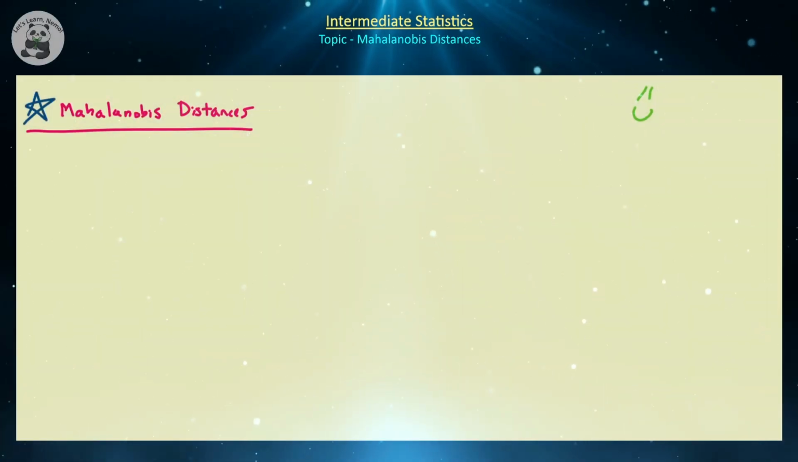Today we're going to continue our exploration of multivariate statistics and introduce a new metric that's going to help us calculate distances from, for example, the mean vector for a multivariate distribution. Let's first go over some basics that you definitely need to know in order to understand this topic.